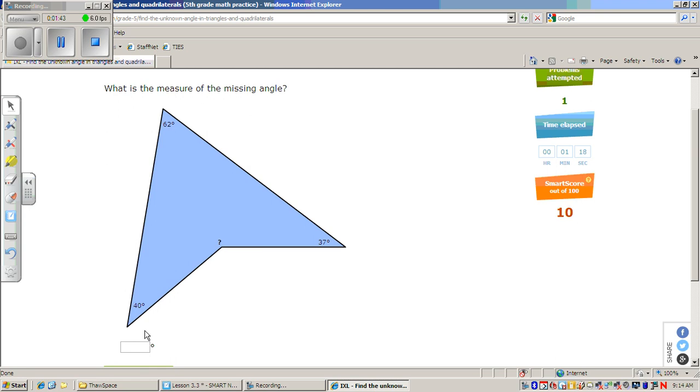Okay, so it says, what is the measure of the missing angle? So this time we have 4 different angles that we are trying to measure. We have a 62, a 40, which is 102, and then 37 for a total of 139 degrees. So how am I going to figure out that missing angle? The angle is outside here. Do you see that? And it is definitely obtuse. If I look at how it follows along here, it's an obtuse angle.